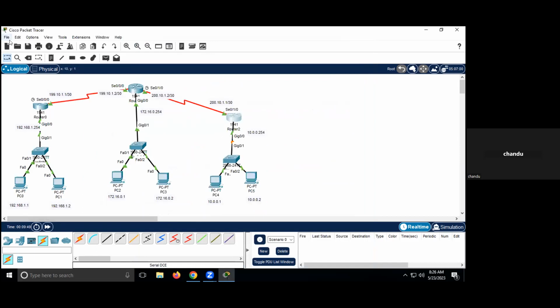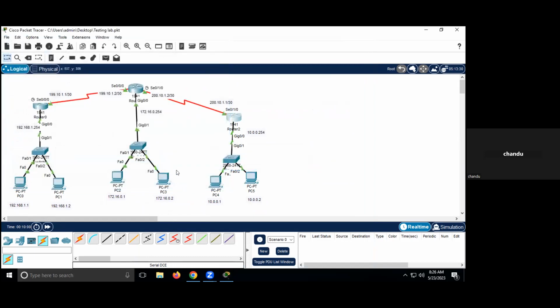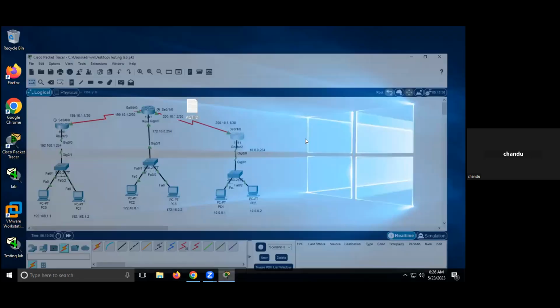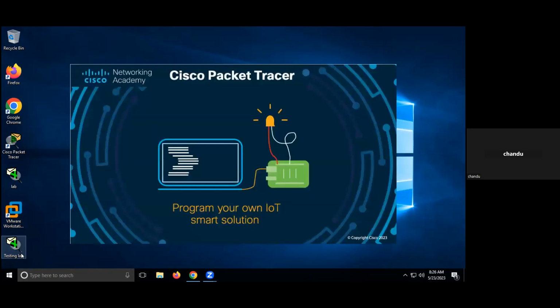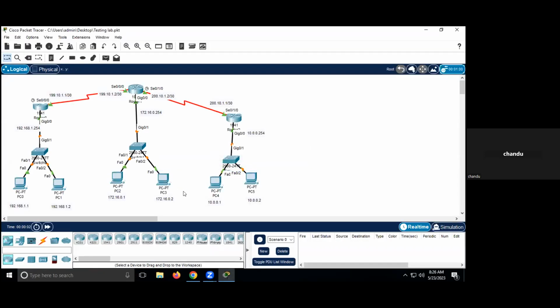I want to save this lab file, save as on the desktop, as testing lab. The testing lab should be created. If I close it and open the testing lab tomorrow, I don't want to reconfigure it again. So all the things should be there.